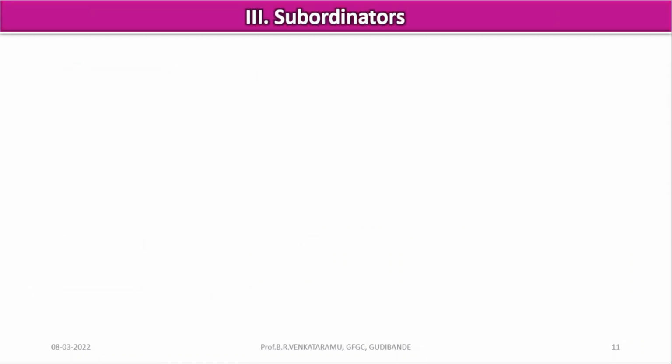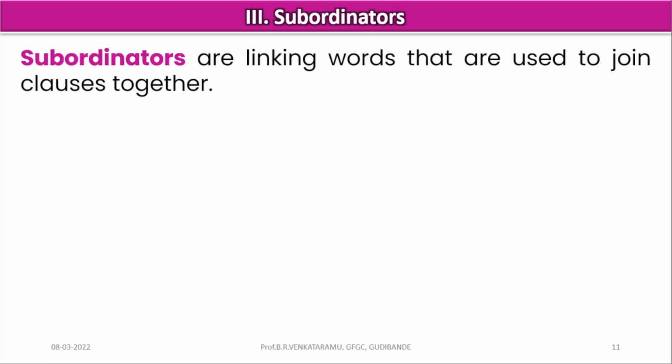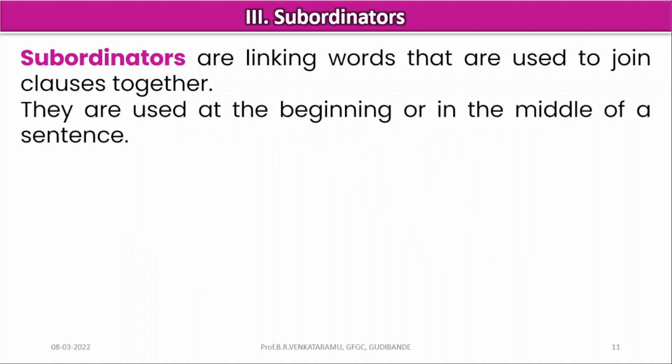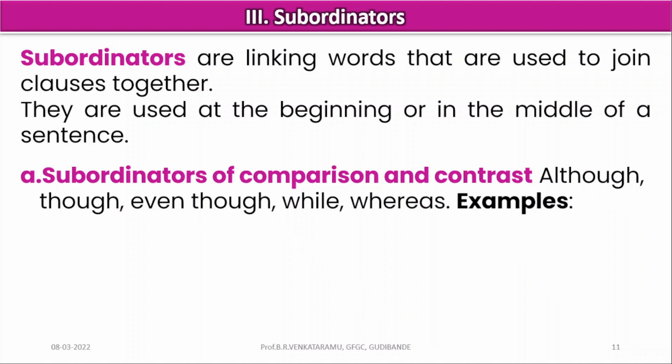Now let's jump onto the third type of linkers. They are called subordinators. Subordinators are linking words that are used to join clauses together. They are used at the beginning or in the middle of a sentence. There are a few types of subordinators. Let's come to the first one. That's called subordinators of comparison and contrast. In this list, we can see linkers like although, though, even though, while, whereas, etc.